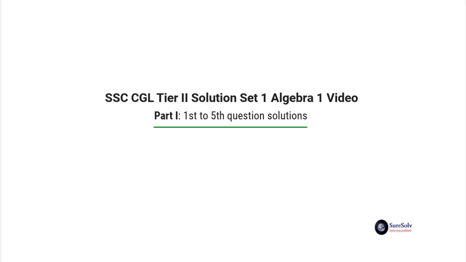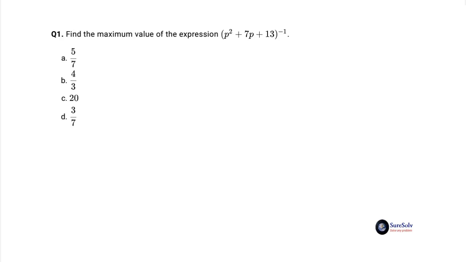Let's solve the first problem. Question 1 is, find the maximum value of the expression (p square plus 7p plus 13) whole to the power minus 1. Option A is 5 by 7, option B 4 by 3, option C 20 and option D 3 by 7. The given expression is 1 by p square plus 7p plus 13.